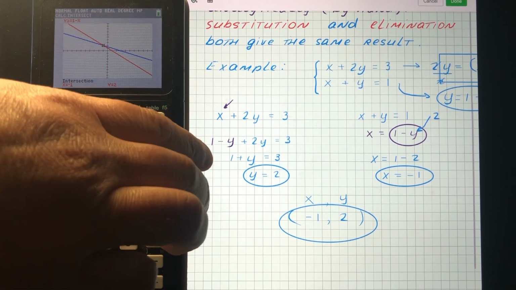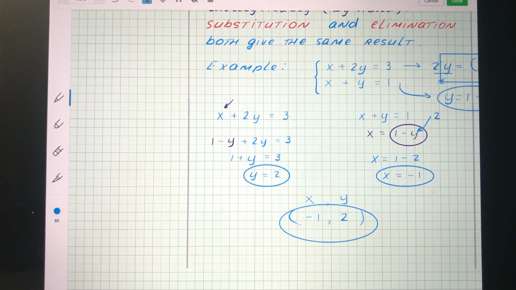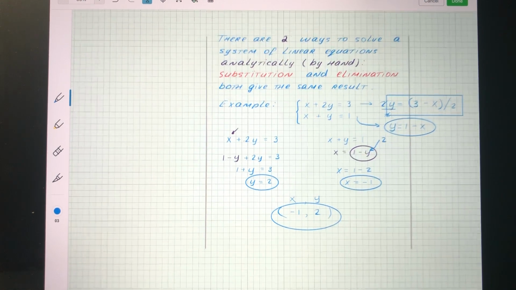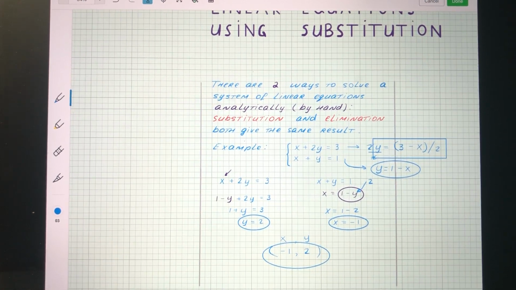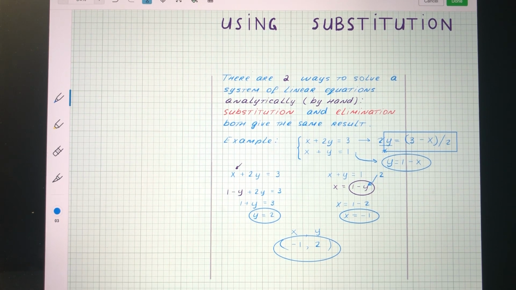And that's it for this video. That's how to use the substitution to find the solution of a system of linear equations, and how to use the calculator to check that work.